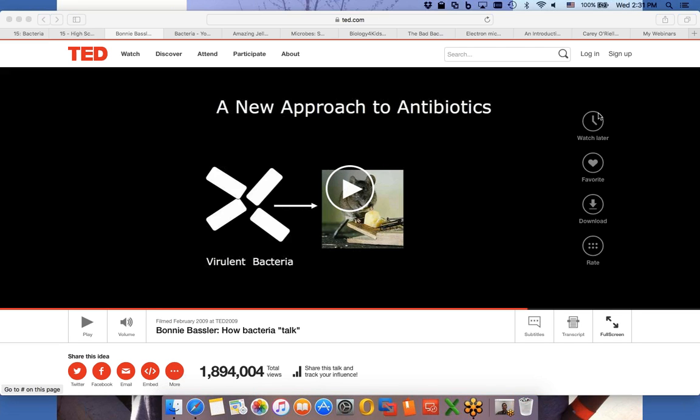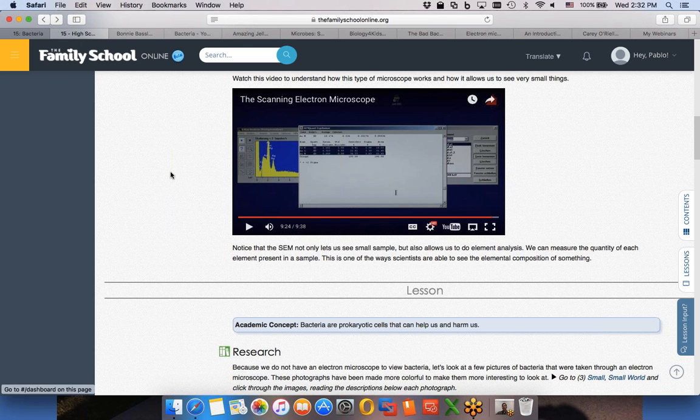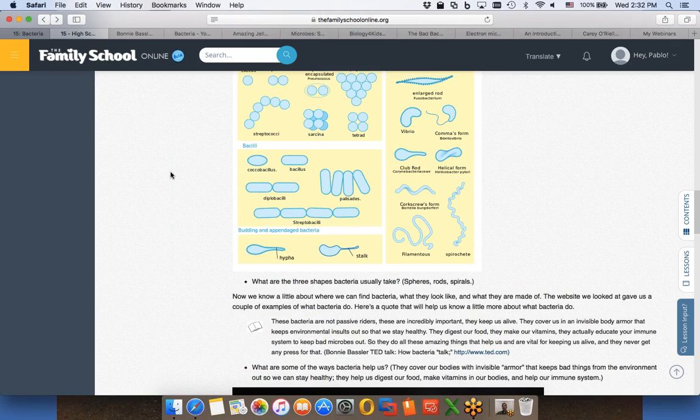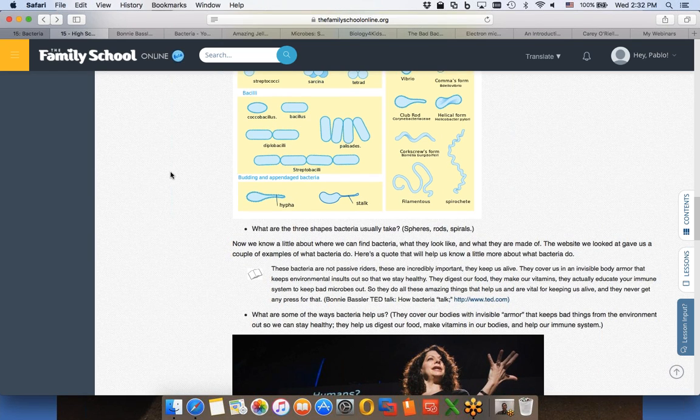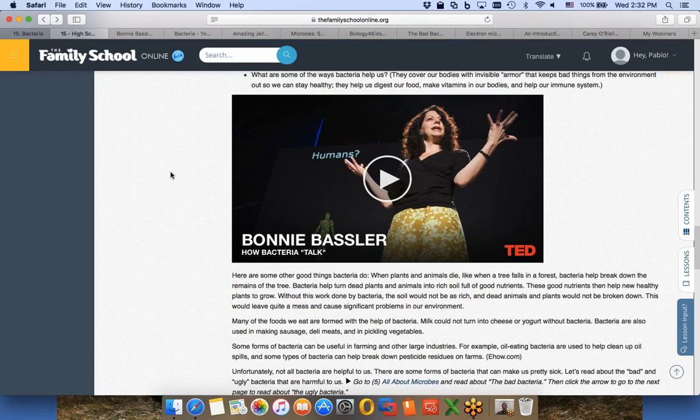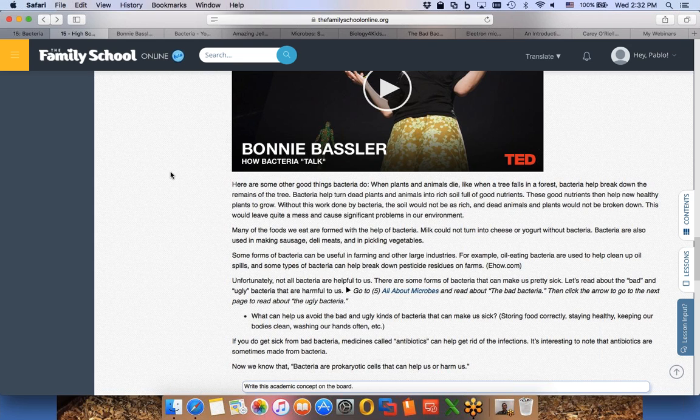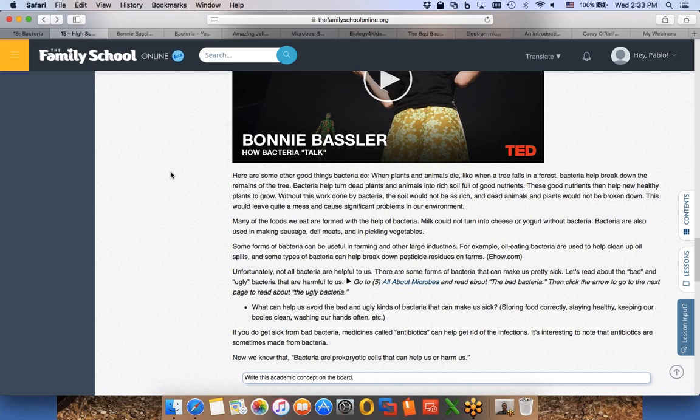What are some of the good things that bacteria can do? It sounds like bacteria is kind of like a protective force for our bodies. It keeps out a lot of bad things from the environment. It also helps us to digest our food, which is very important. I thought it interesting that there's a type of bacteria that lives in cow's stomachs that helps them digest all the cellulose they eat, which is why they can eat grass. They also make vitamins, help break down dead plants and animals, and turn them back into soil. They also make cheese, yogurt, sausage, and pickled foods. I didn't know that. It also sounds like they can teach our immune systems to keep bad things out. And basically they help us stay alive, kind of.